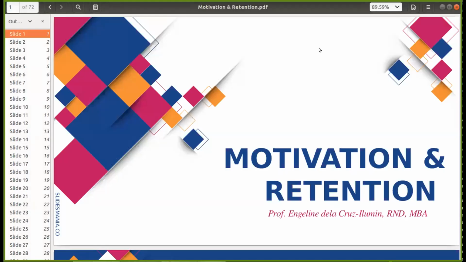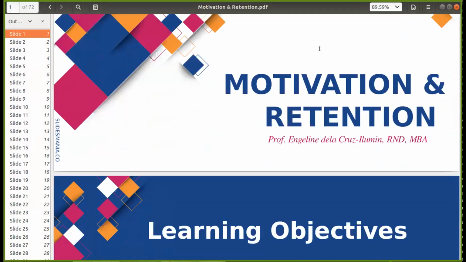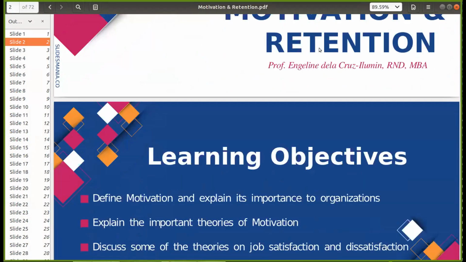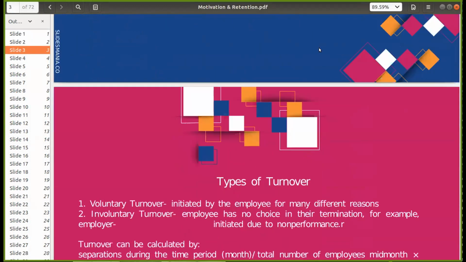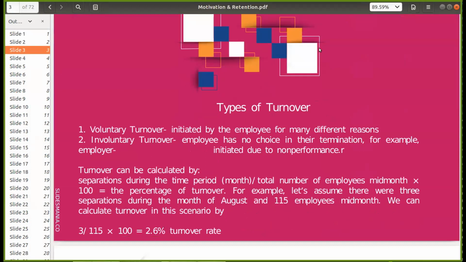Okay, motivation and retention. These are the learning objectives. Right. So according to the book, Keeping the People Who Keep You in Business by Leigh Branham, Branham 2000, the cost of losing an employee can range from 25% to 200% of that employee's salary. So ganun ka siya ka-costly.